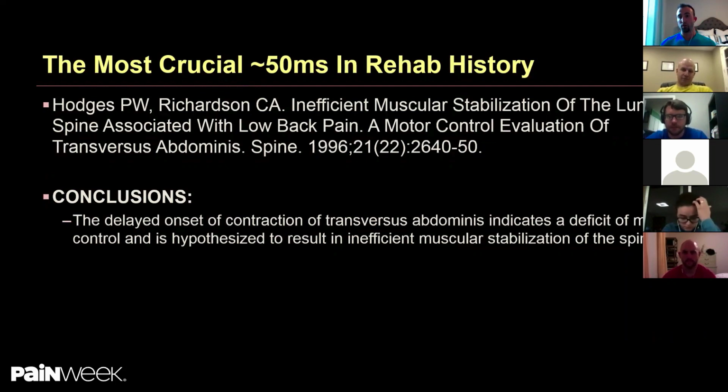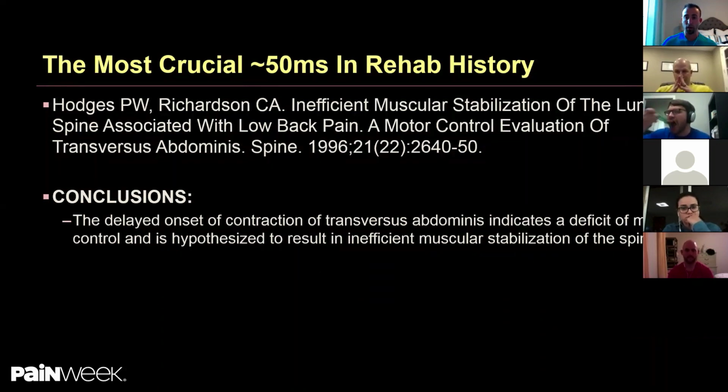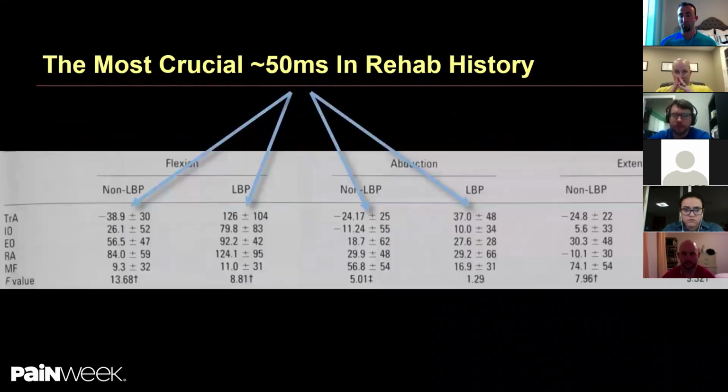And the group of patients that they had was 15 patients with an average history of 8 years of chronic low back pain and 15 age-matched healthy controls. And what they did was they had patients raise their arm as quickly as they could after a light, and they measured the onset timing or the latency of onset with the transverse abdominis, the rectus abdominis, all the different muscle activity. And when they looked at their data, what they found was that it seems like those people with low back pain had a delayed onset of the transverse abdominis muscle when they would quickly raise their arms to the front or out to the side.